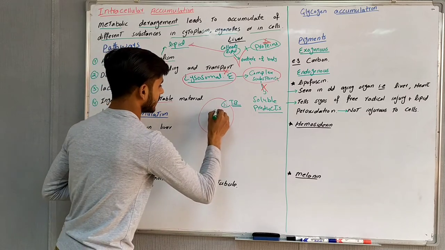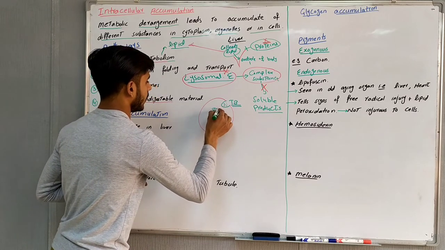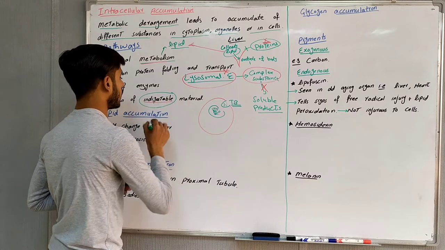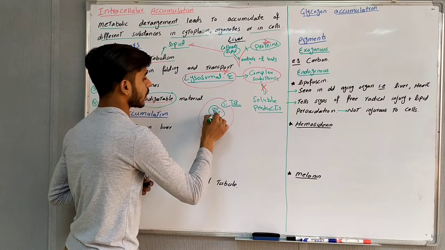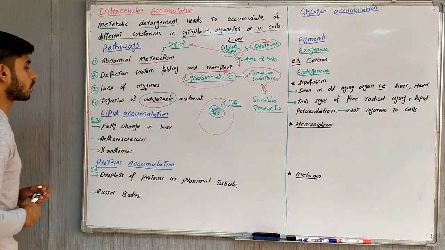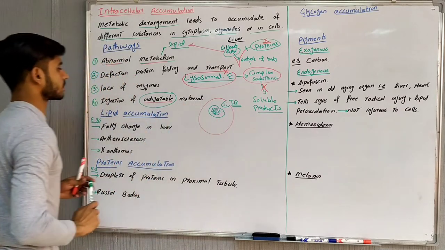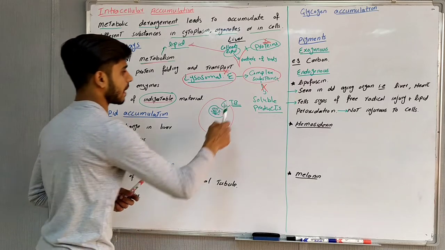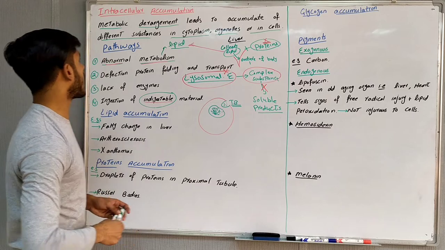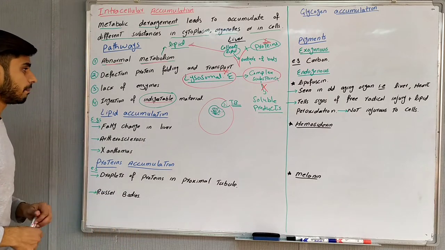So now this is inside the cell, but it is indigestible, so the cell will not be able to digest it, and it will be accumulated inside the cell. So it will cause the intracellular accumulation of exogenous substance, which is taken from outside. An example is the TB. TB is the best example in this case. So these are the ways by which intracellular accumulation may occur.